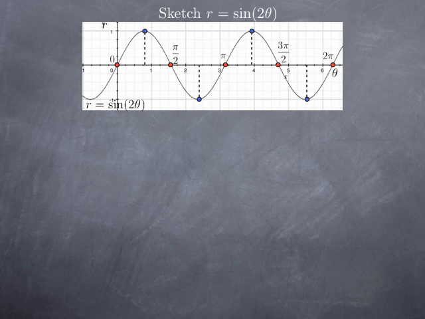Other important points on this graph are the values of theta where r takes extremal values, either its maximal value 1 or its minimal value negative 1. And this happens for the values of theta, pi over 4, 3 pi over 4, 5 pi over 4, 7 pi over 4, because when we multiply by 2, we get pi over 2, 3 pi over 2, 5 pi over 2, 7 pi over 2, which when plugged into the sine gives us either 1 or negative 1.